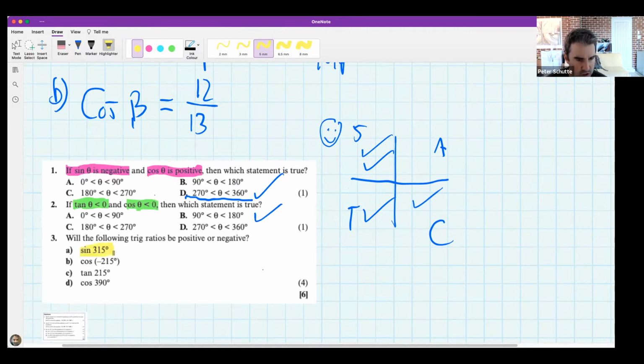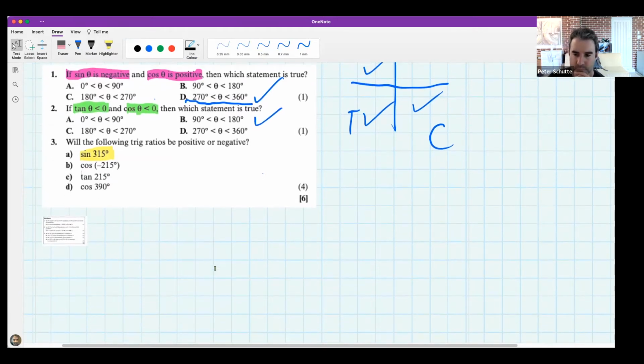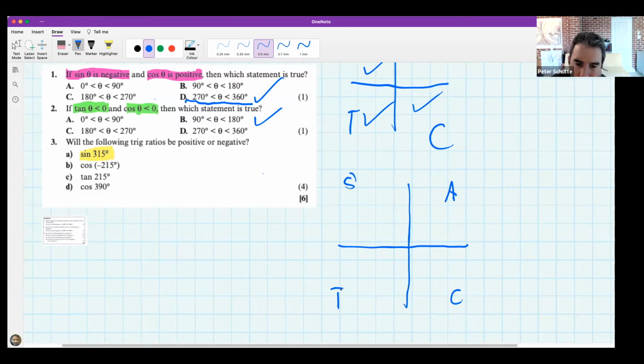Will the following trig ratios be positive or negative? Tell me about the sine of 315. I want to know, is it going to be positive or negative? How would I know this? So the sine of 315, if you visualize that angle, it's going to be all the way around to here. And in this quadrant, sine is negative. And you can see that because the only thing that's positive in this quadrant is cos.